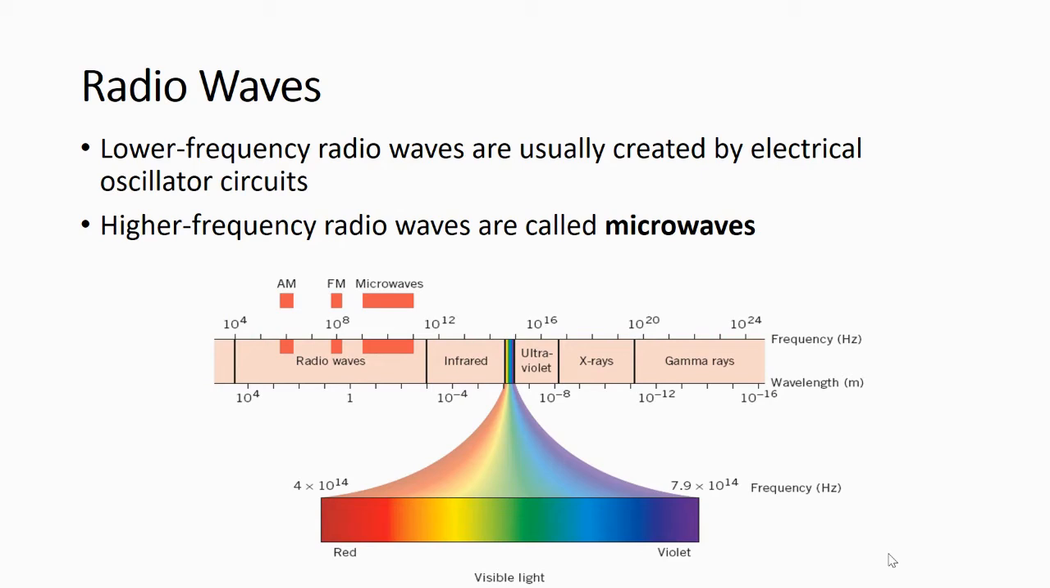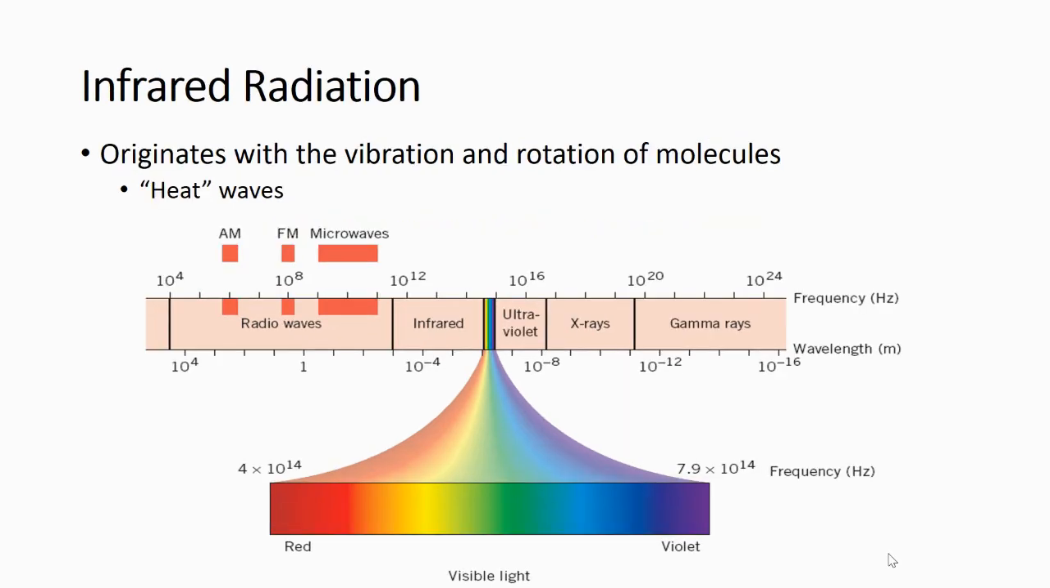Lower frequency radio waves are usually created by electrical oscillator circuits, kind of what I talked about before. Higher frequency radio waves are also called microwaves. So you might see on the spectrum, microwaves doesn't have its own category. It's really a high frequency radio wave.